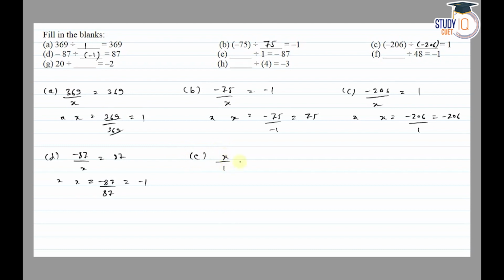x upon 1 is equal to -87. By cross multiplication, x is equal to -87 into 1 is equal to -87. So -87 will come here. x upon 48 is equal to -1. So by cross multiplication, x is equal to -1 into 48 is equal to -48.